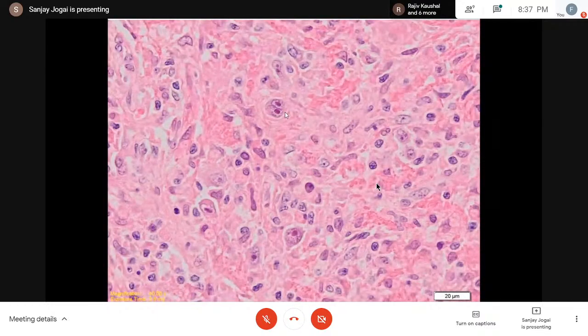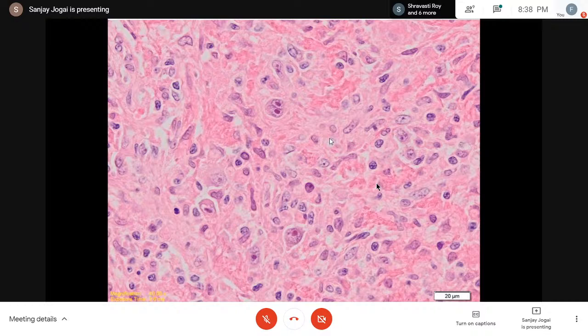But what was very striking, if you see a cell like this, I mean, if there were any trainees, they would just say, oh, this is a typical Hodgkin or Reed-Sternberg cell, beautiful binucleate cell. There is a mononuclear cell, again here, one more here, and clearly an atypical lymphoid population.